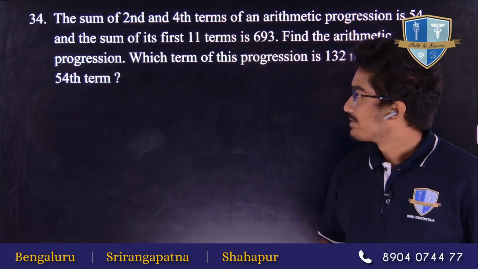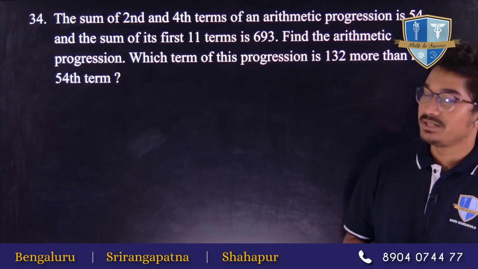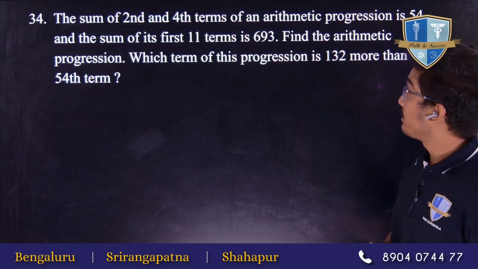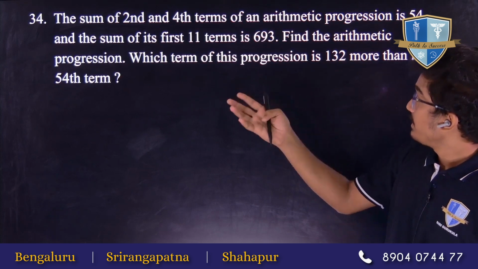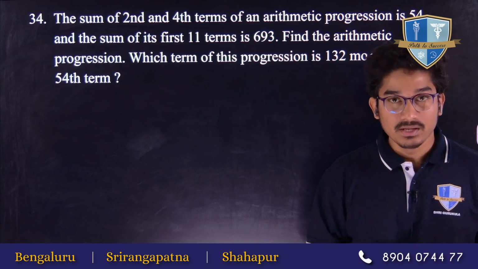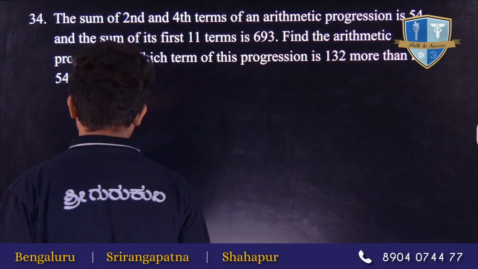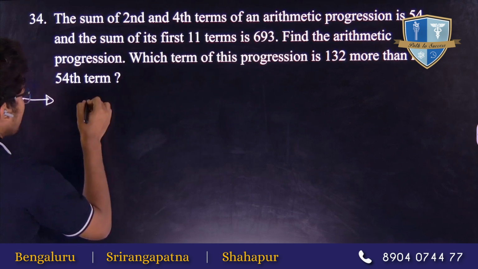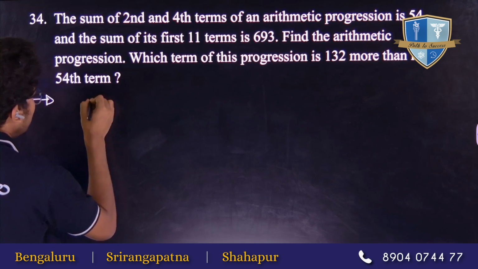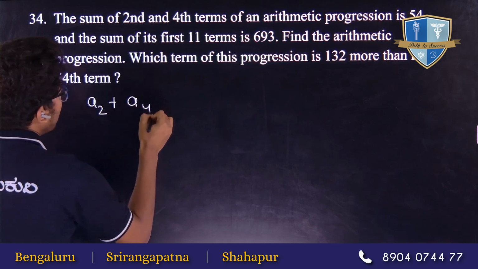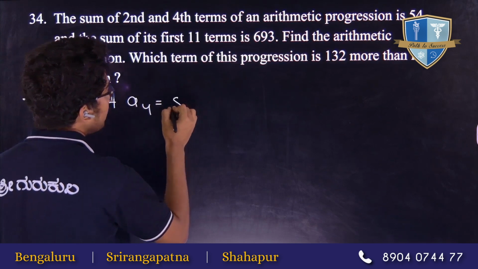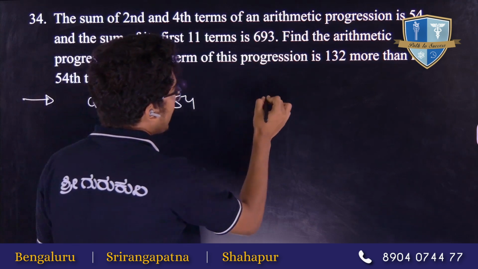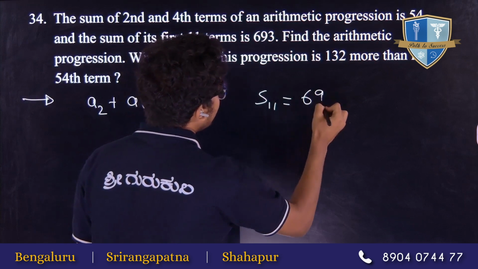So our next question is, the sum of second and fourth term of an arithmetic progression is 54 and the sum of the first 11 terms is 693. Find the arithmetic progression and which term of this progression is 132 more than the 54th term. So two conditions are given in the question. First is the sum of the second term and fourth term, that is A2 plus A4 is given as 54, and second condition, the sum of first 11 terms, that is S11 is given as 693.